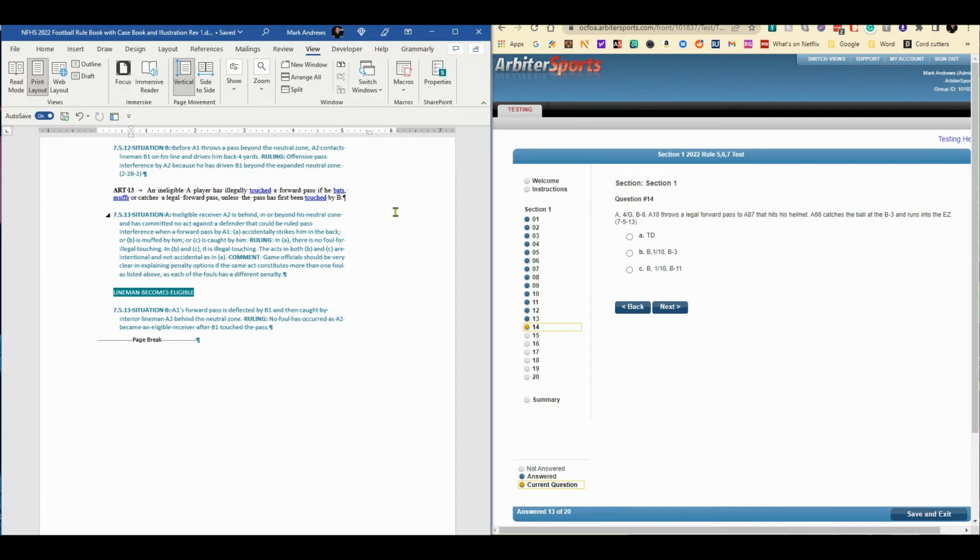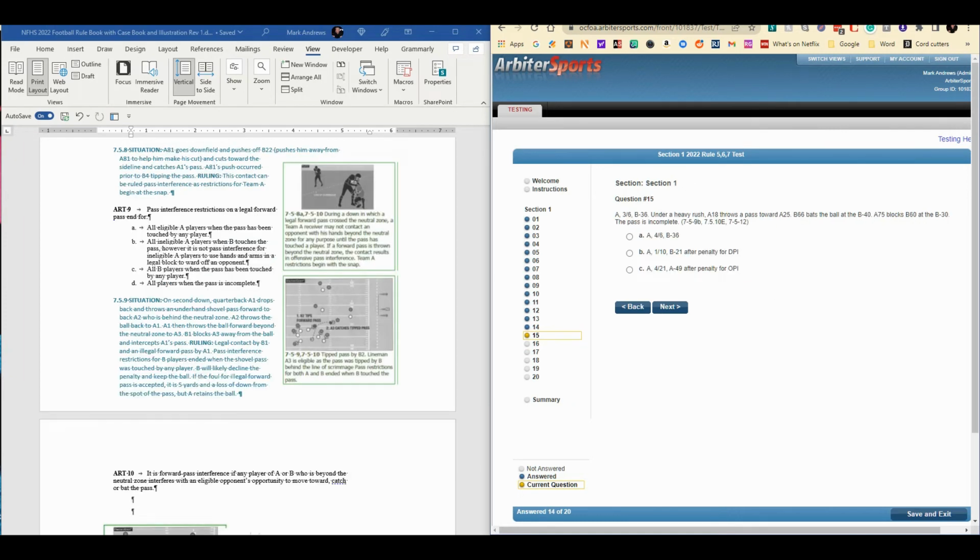So this is illegal touching. It's a 5-yard foul. It's also loss of down. So they don't get to replay the down. So it's going to be B 1st and 10 from the B11. The enforcement spot is the previous spot because it's a loose ball play. So that's why we're at the B11. All right, move on. Question 15. A 3rd and 6 at the B36. Under a heavy rush, A18 throws a forward pass toward A25.